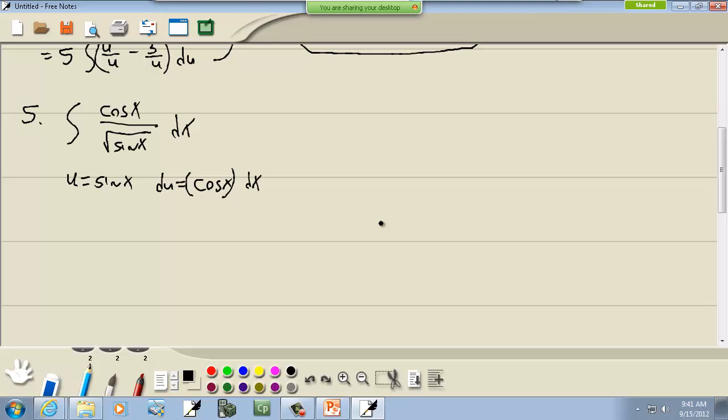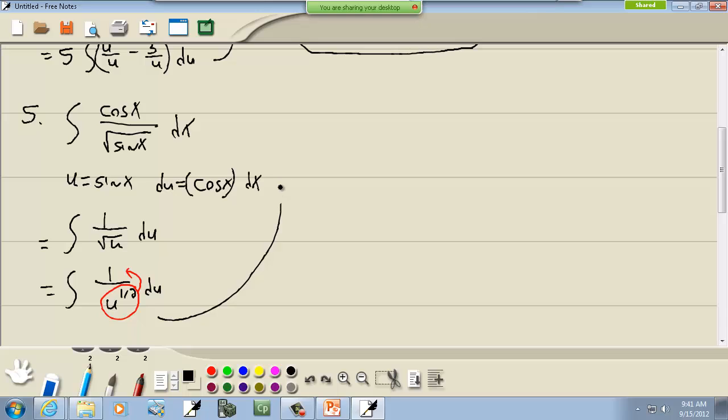So it looked like maybe it was a trig problem to begin with, and it does have trig in it, but all of a sudden it's going to be a different kind of u-substitution. We'll replace that with u. The cosine x dx gets replaced with du. So this will be 1 over square root of u du. And square root of u is u to the 1/2 du. And we're going to take the u to the 1/2 up on top. And that becomes u to the negative 1/2 du.